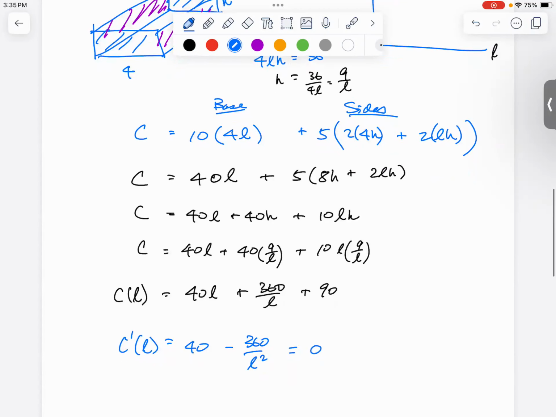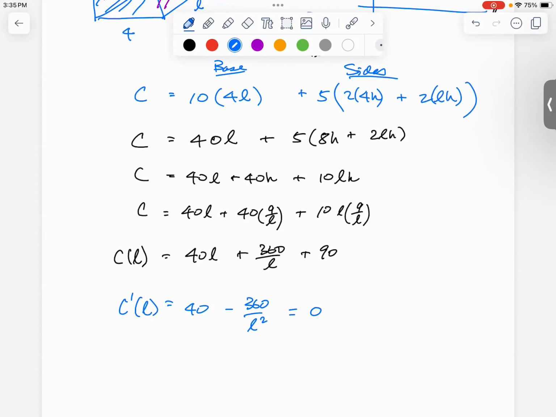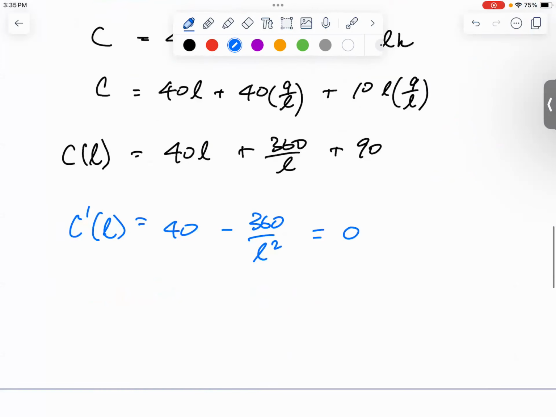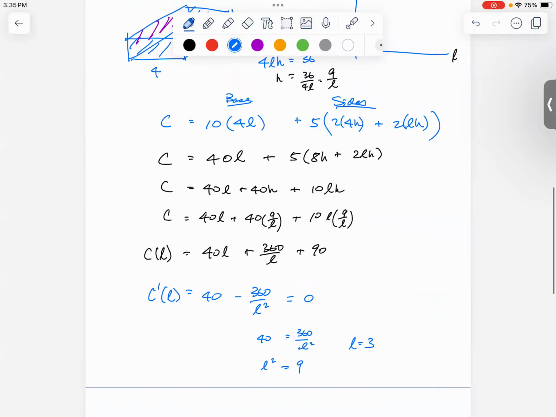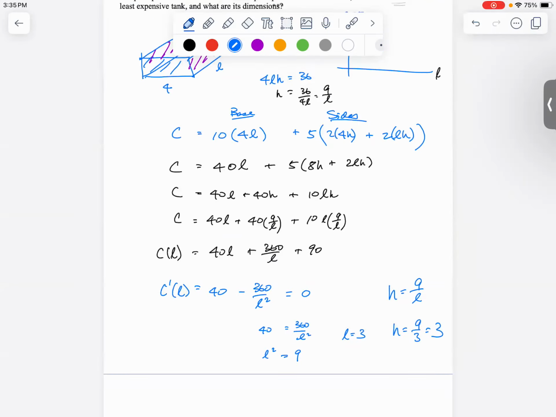Okay? And like as usual, we will try to find out where it is going to be 0. Okay. So we say 40 is equal to 360 over L squared. So L squared is equal to 360 over 40, which is 9. So that means L is equal to 3. And if I know L is equal to 3, H is equal to 9 over L, H is equal to 9 over 3, which is also 3.